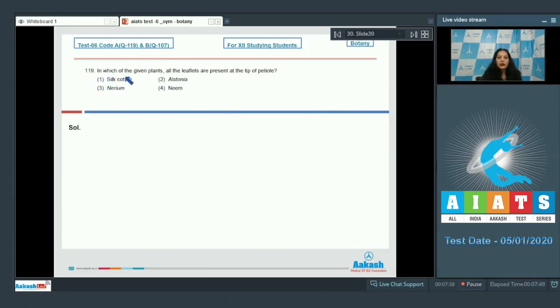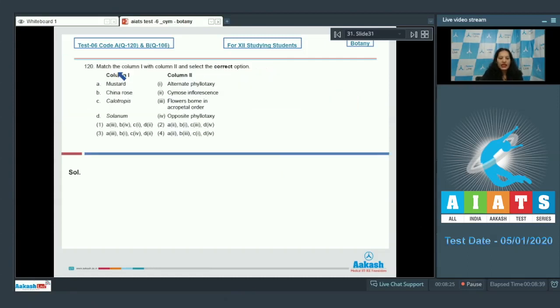Question number 119. In which of the given plants, all the leaflets are present at the tip of the petiole? All the leaflets, it means the question is talking about the compound leaf. And if the compound leaf has all the leaflets at the tip of the petiole, this type of compound leaf is called palmately compound leaf. And palmately compound leaf is seen in silk cotton. So the correct option for the given question is option number 1. What about the other options? Alstonia and Nerium, they show the whorled phyllotaxy, and neem shows the pinnately compound leaves.